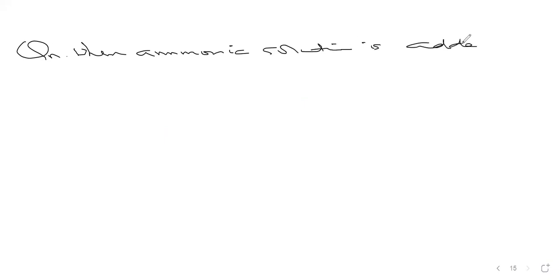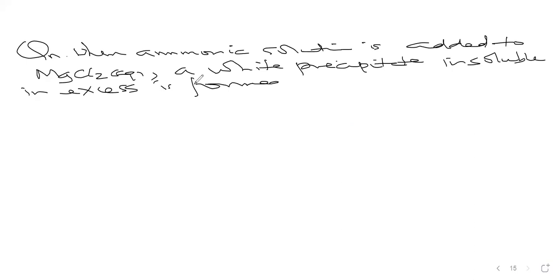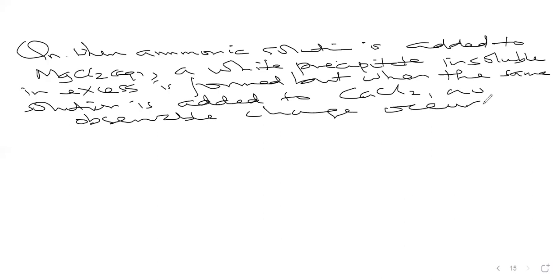This question says, when ammonia solution is added to magnesium chloride solution, a white precipitate insoluble in excess is formed. But when the same solution is added to calcium chloride, no observable change occurs. Explain.